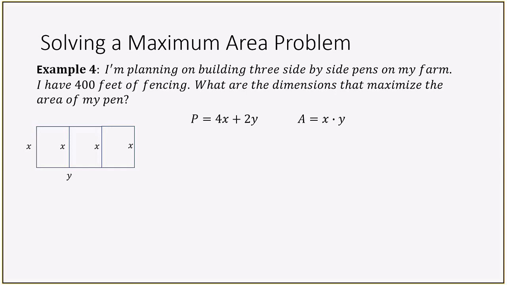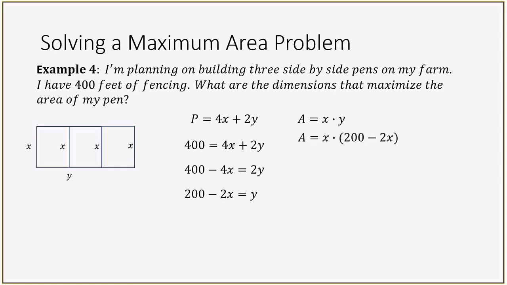I don't know anything about my area, but I know my perimeter is 400, so I'm going to plug in 400 for p. And now I'm going to solve for a variable. I'll solve for y, but you could also solve for x. Subtract 4x over, divide both sides by 2, and I get 200 minus 2x is equal to y. Now I plug that into my area function, and I have A is equal to x times (200 minus 2x). Simplifying a little further, A is equal to negative 2x squared plus 200x.